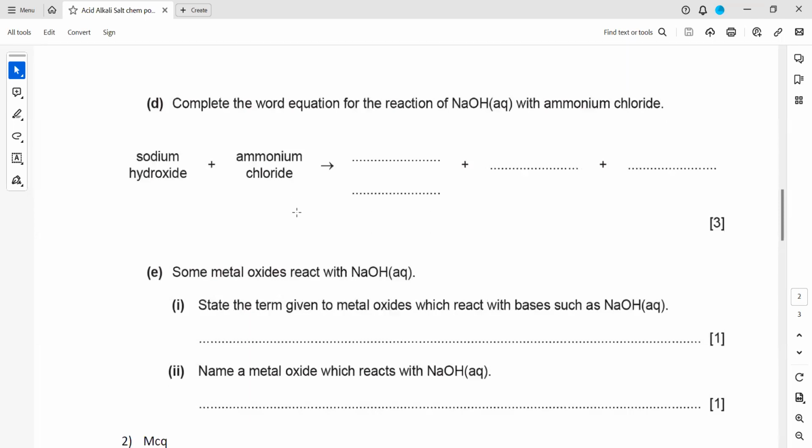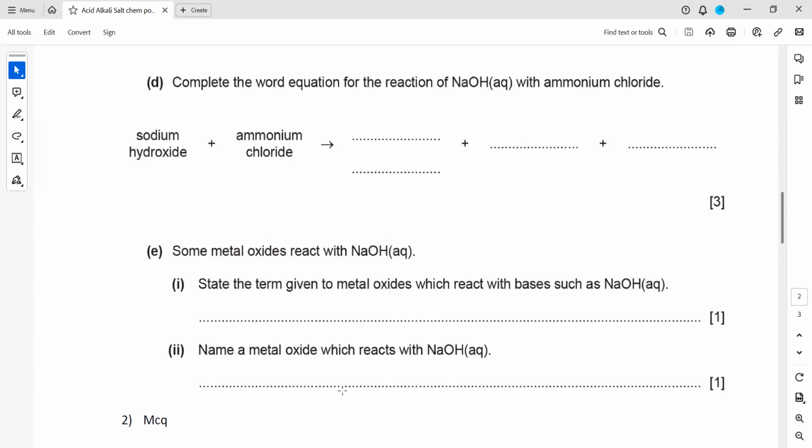The next is to complete a word equation for the reaction of sodium hydroxide with an ammonium salt. Whenever we have an ammonium salt and an alkali is added, it will turn into another salt plus ammonia plus water. So which salt will it form? For example, with sodium hydroxide, as a result, it will form sodium chloride. So the salt will be sodium chloride.